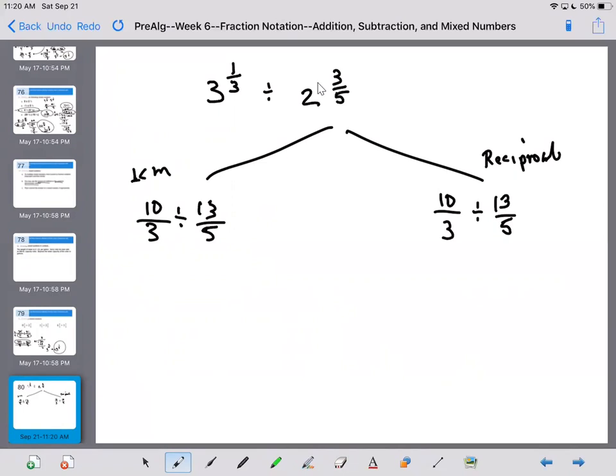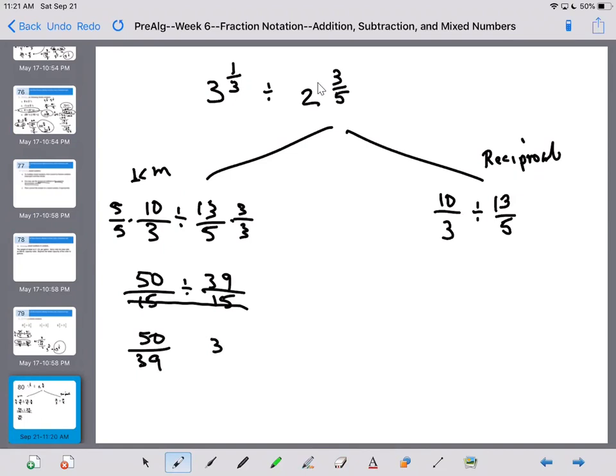So I want to get my LCM to 15. So I'm going to multiply this by 5 divided by 5, and this one by 3 divided by 3. So that's going to give me 50 15ths divided by 39 15ths. Denominators are the same. 15 divided by 15, divide out. I'm left with 50 39ths, and 39 will divide 50 one time with 11 remaining. So 1 and 11 39ths is the result.